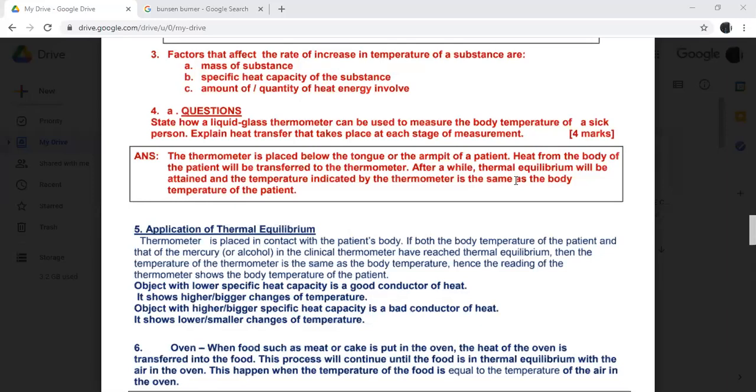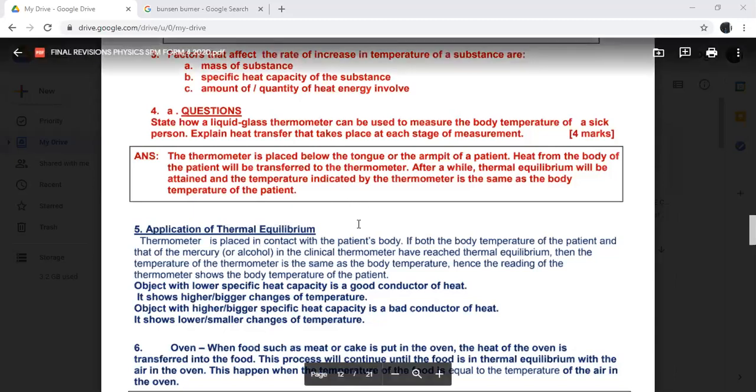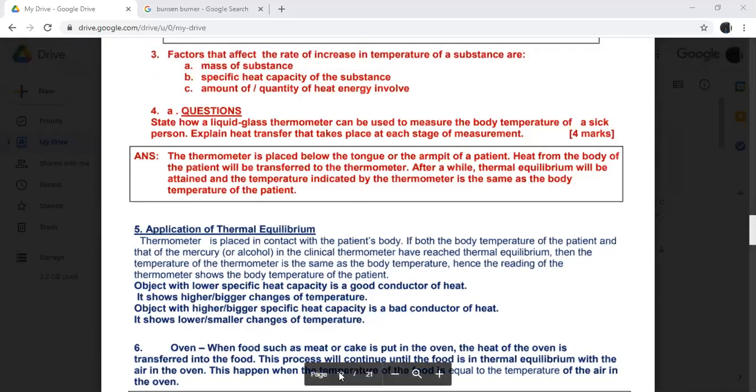When the net heat flow between the external body temperature and the mercury inside the thermometer is zero, expansion will stop. The liquid mercury in the thermometer and the body have reached the same temperature, right? So we realize the thermometer is able to measure the body temperature.